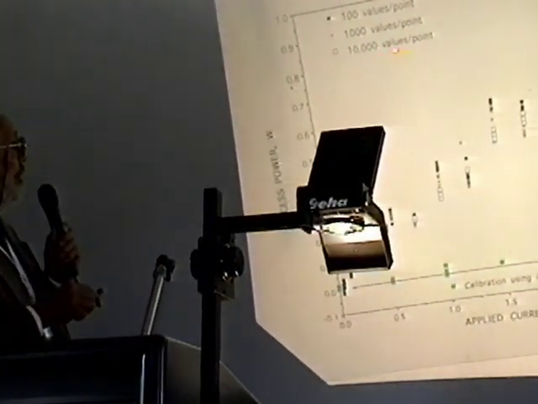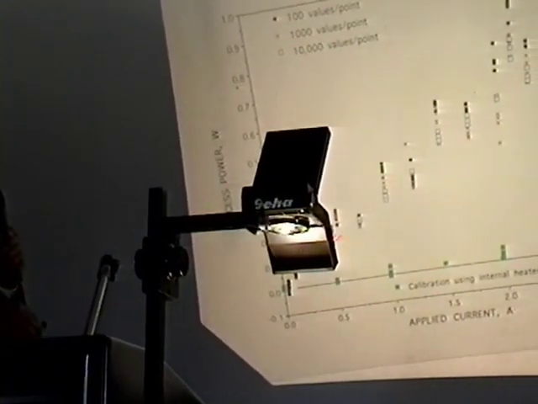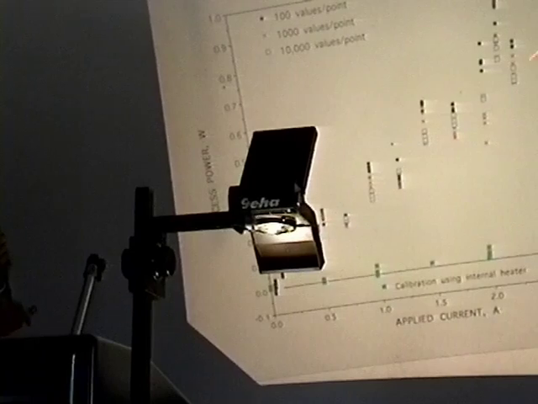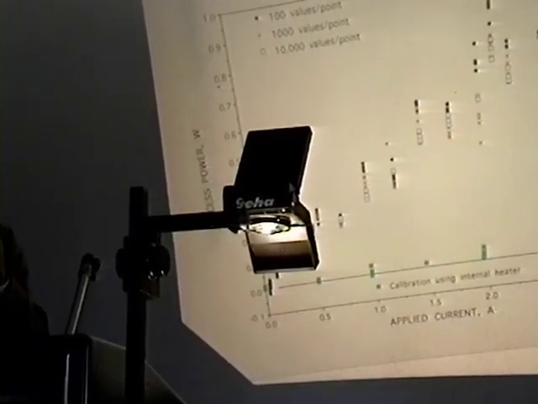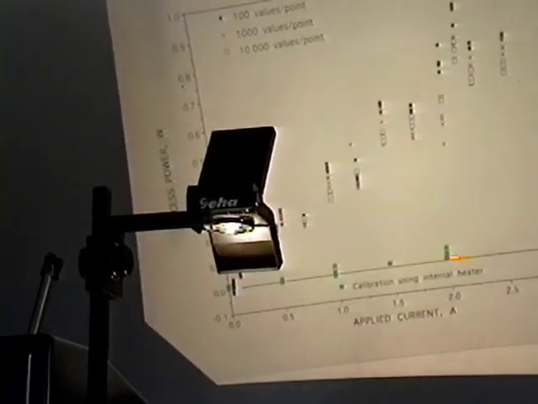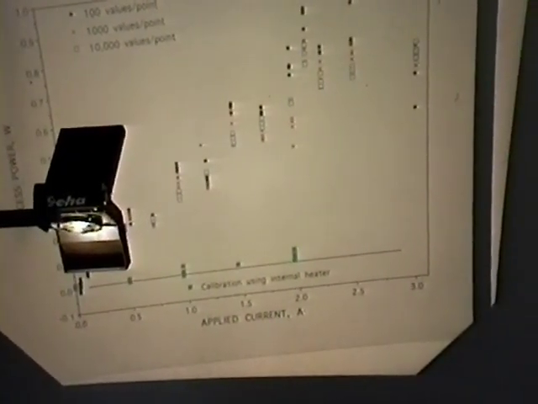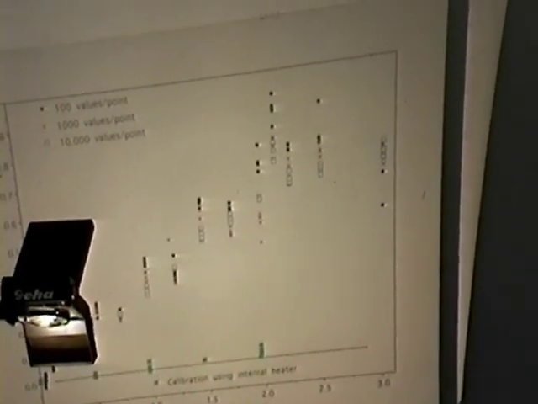And here is the result. In this particular case, I went from 10,000 to 1,000 to 100, and you see they all agree. It would appear that the spike theory does not hold water. In addition, I also did a calibration using the internal heater, and it's right on 0. So there was no shift in the sensitivity of the calorimeter.